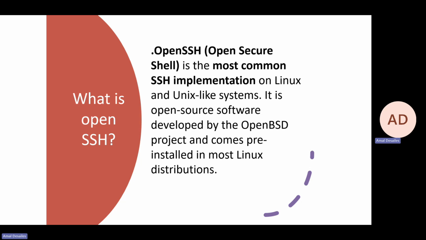So next, we're going to talk about what OpenSSH is. OpenSSH, short for Open Secure Shell, is the most popular SSH implementation used on Linux and other Unix-like systems. It's open source software developed by the OpenBSD project and usually comes pre-installed on most Linux distributions. OpenSSH provides both server and client tools like SSH, SCP, and SFTP. This makes it a good solution for secure remote management across networks.